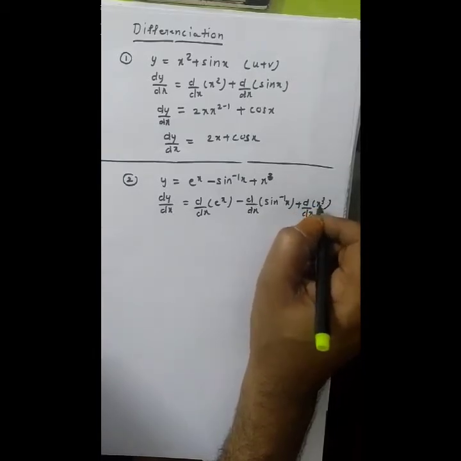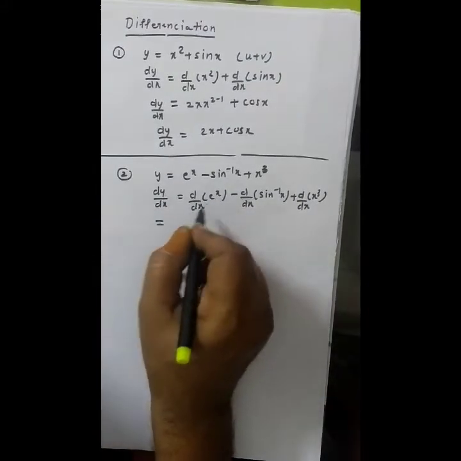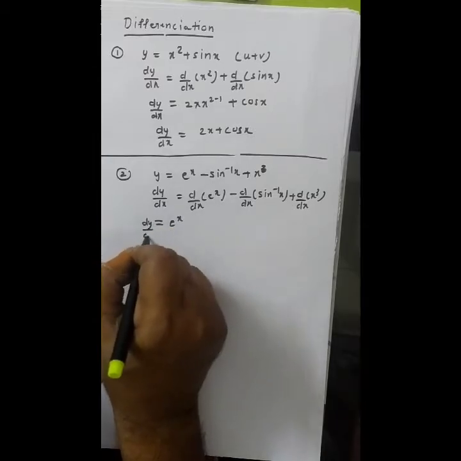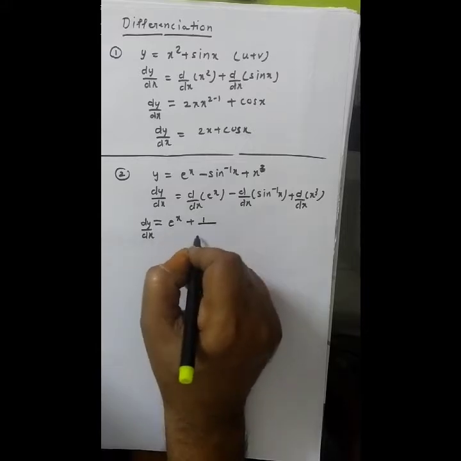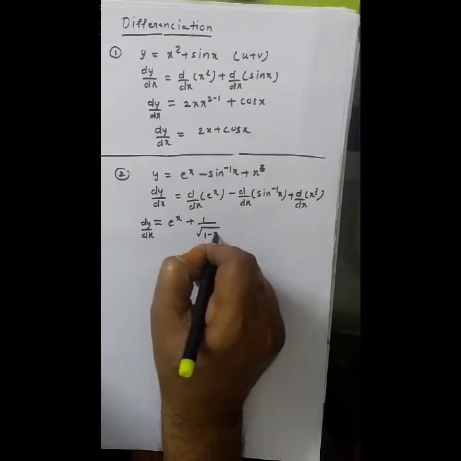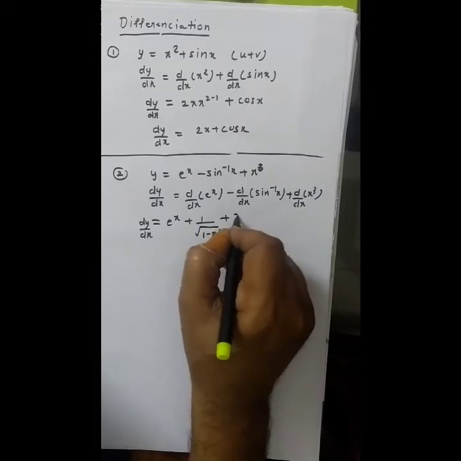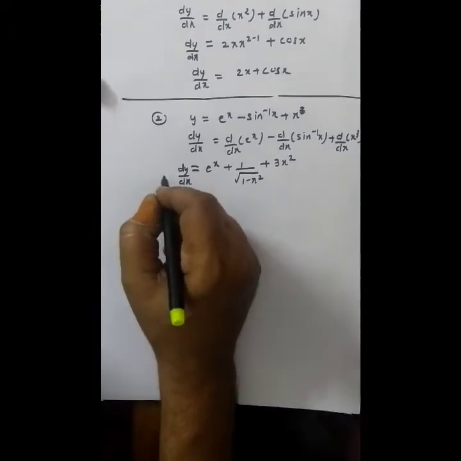For all you have to apply dy by dx. Next step, you should go on writing derivatives. Derivative of e raised to x is e raised to x. Derivative of sin inverse of x is 1 upon root of 1 minus x square. Derivative of x cube using the x raised to n formula, 3x square. That is n into x raised to n minus 1.